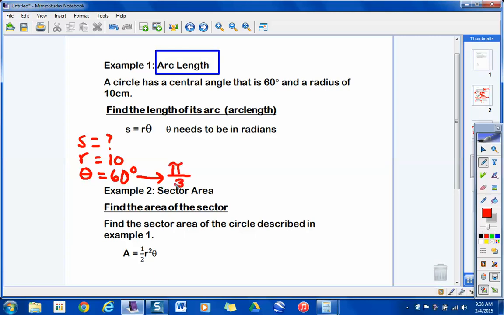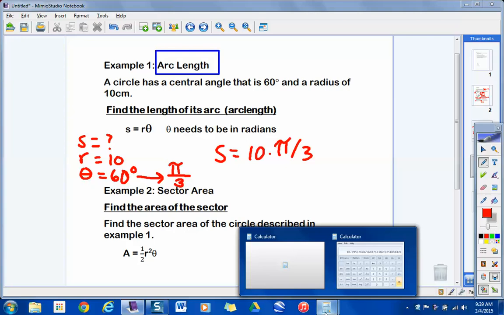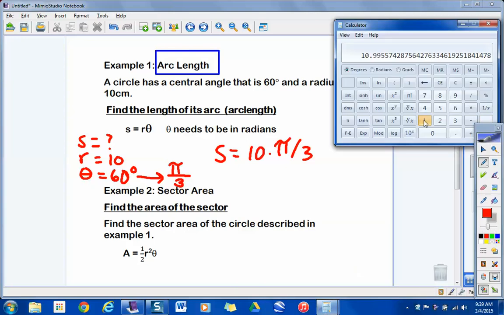All right, so are we good to go with the formula to find this arc length in this example? Let's roll with it. My arc length is going to equal 10 times pi divided by 3, isn't it? Okay, let's just see if we all get the same value. So I'll go 10 times pi.